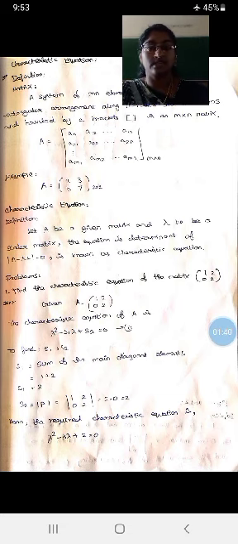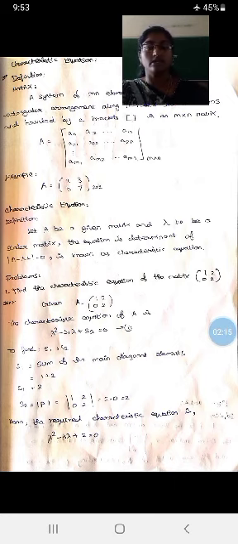Now let's see the definition of the characteristic equation. Let A be the given matrix and lambda be a scalar. The equation determinant of A minus lambda I equal to 0 is known as the characteristic equation. So here A is our matrix, lambda is a scalar. It is denoted by the formula |A minus lambda I| equal to 0. Here I is the identity matrix. There is one more formula also. In this method we are applying the method 2 formula.